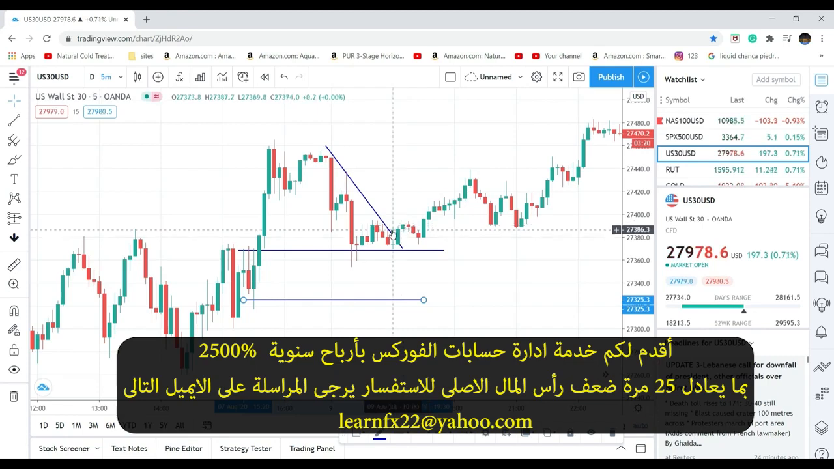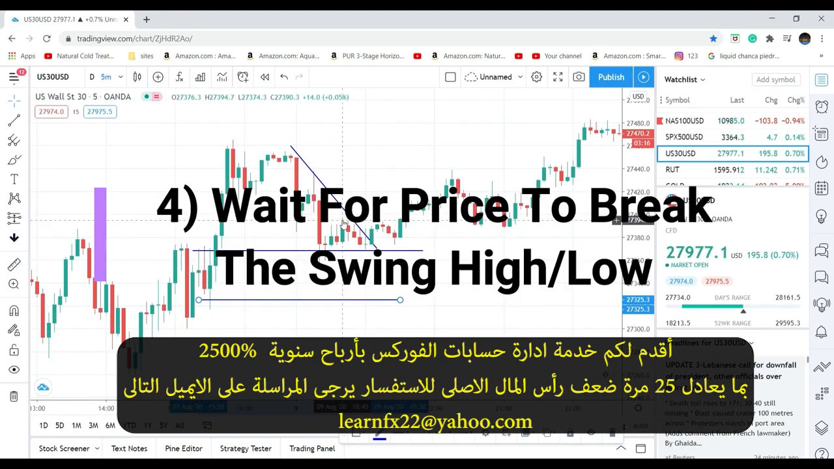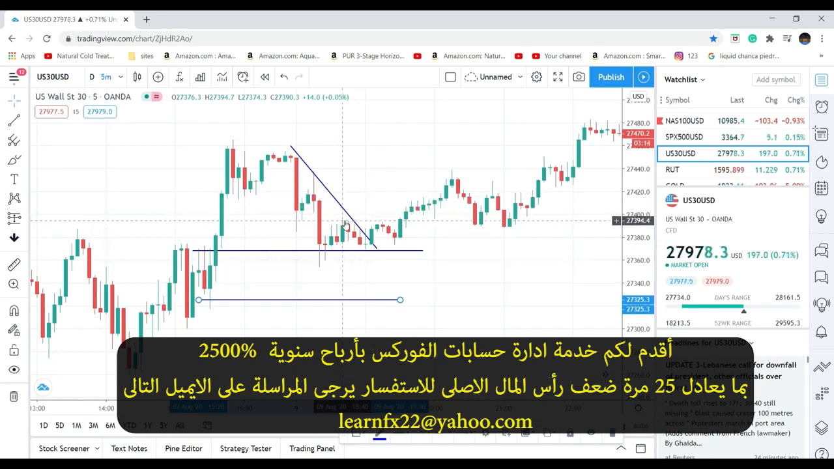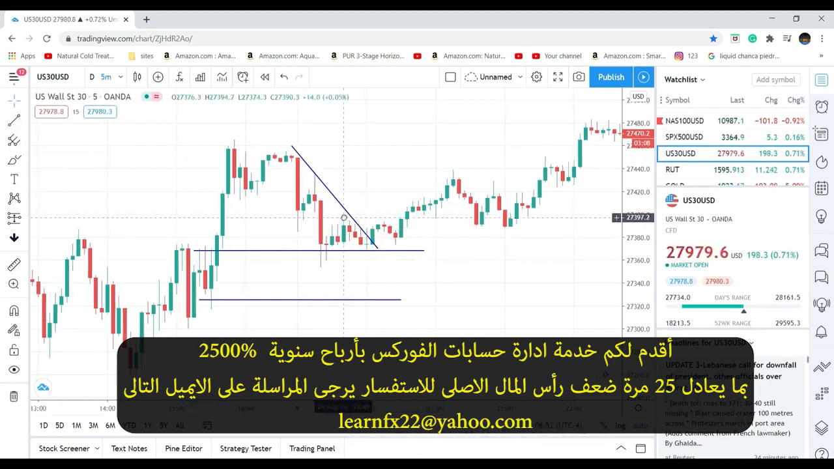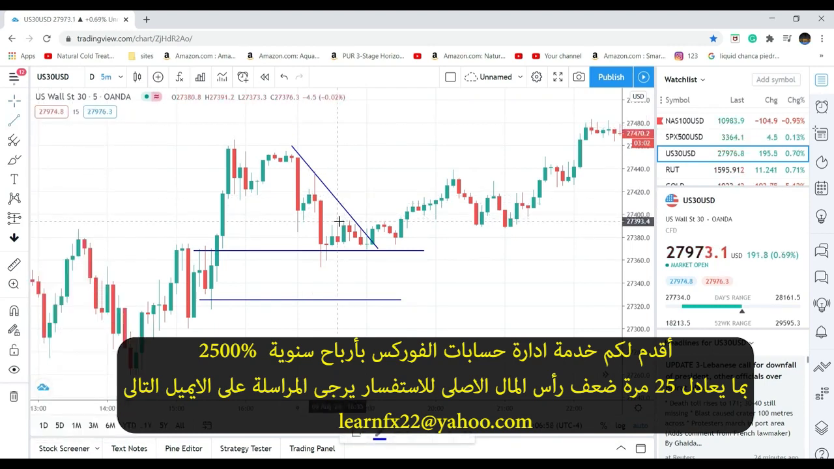The fourth way, guys, is as soon as it breaks this swing high right here. So you notice how price broke this right here, and you're going to wait for it to break this swing high right here, guys. Let me draw this once again. So we have this swing high right here, guys. You wait for price to break this swing high, and you're looking for profits.